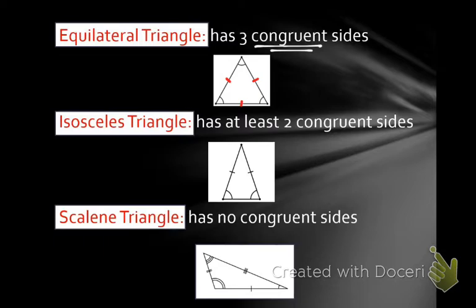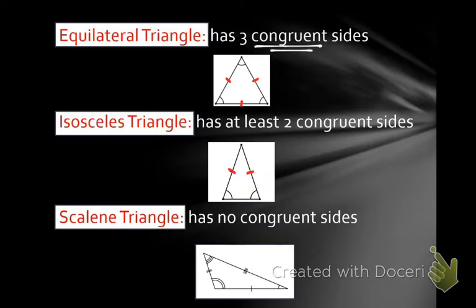Let's look at the next one. Isosceles triangle. Everyone say isosceles. This has at least 2 congruent sides. Tell me again, what does congruent mean? Equal measures. Which are the 2 sides that are equal? The ones with the lines going up, okay? This one right here doesn't have a line, so that means it is not congruent.